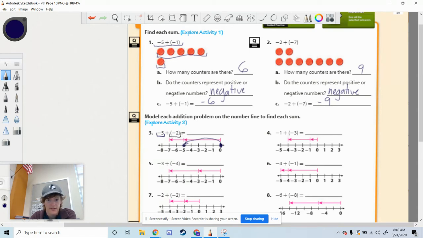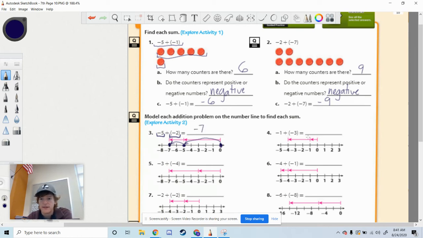Then we're going to go another -2. We're going to add -2. So it is negative. Again, we're going to the left. So we're going to go over 1, 2. And you should have a final dot, a final mark at -7.